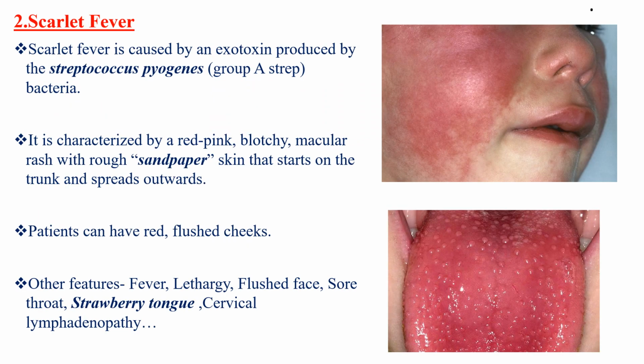Second disease is scarlet fever. Scarlet fever is caused by an exotoxin produced by Streptococcus pyogenes or group A Streptococcus. It is characterized by a red-pink, blotchy macular rash with rough sandpaper skin that starts on the trunk and spreads downward. Patients can have red, flushed cheeks. Other features include fever, lethargy, sore throat, strawberry tongue, and cervical lymphadenopathy.